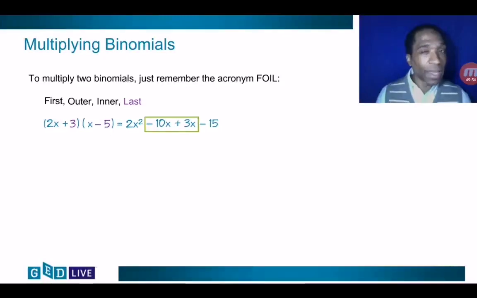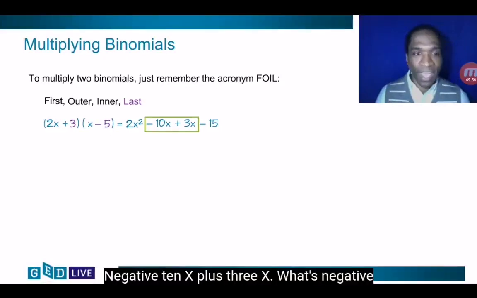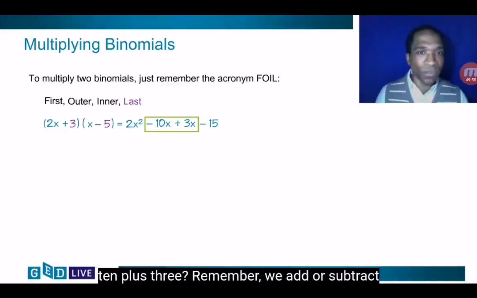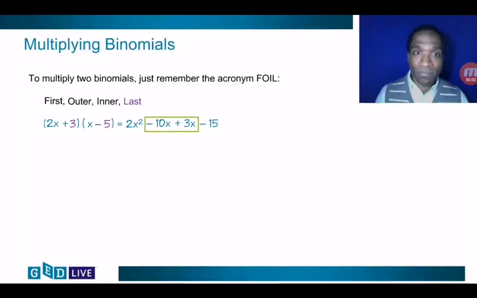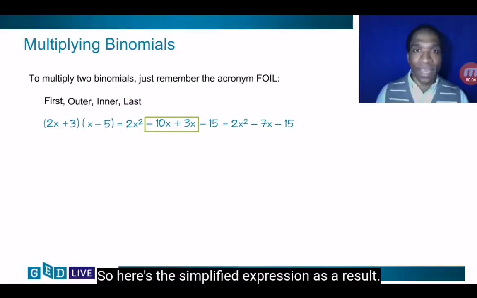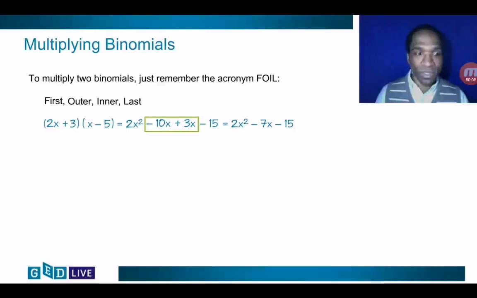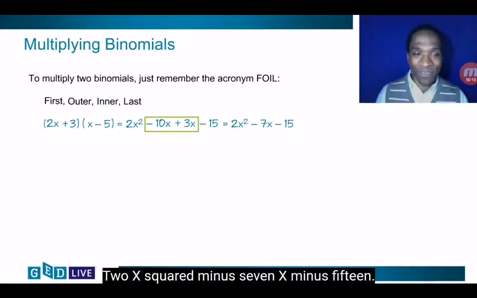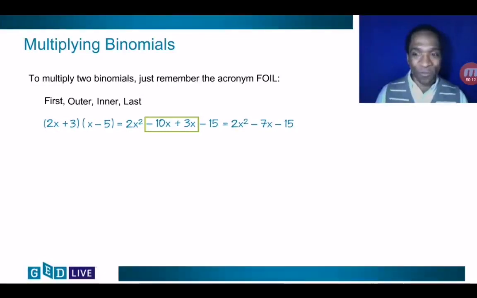Right there, negative 10x plus 3x. Well, what's negative 10 plus 3? Remember, we add or subtract the coefficients. That's a negative 7. So here's the simplified expression as a result: 2x squared minus 7x minus 15.